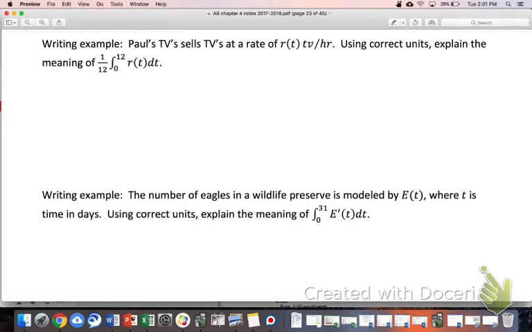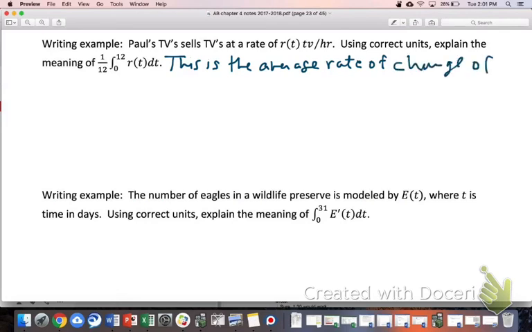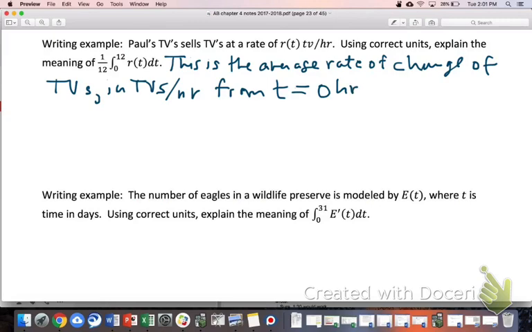So let me give you an example of what this could be. And if something doesn't make sense, please say something. I would say this is the average rate of change of TVs, in TVs per hour, from T equals 0 hours to T equals 12 hours.